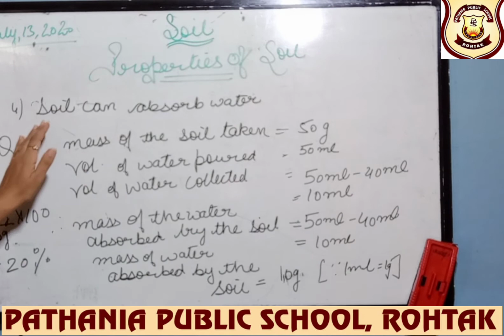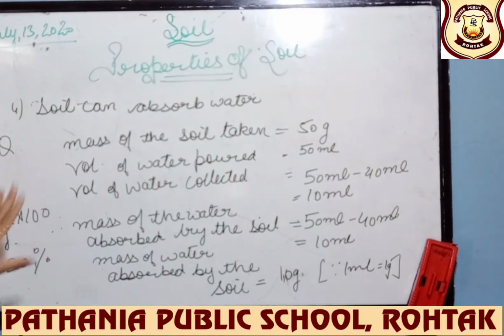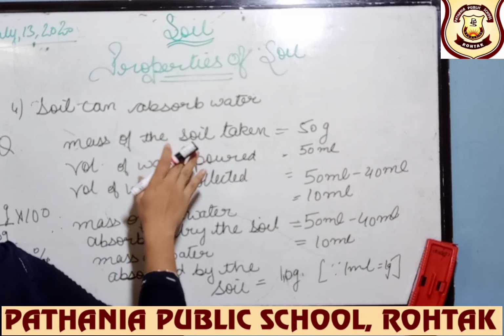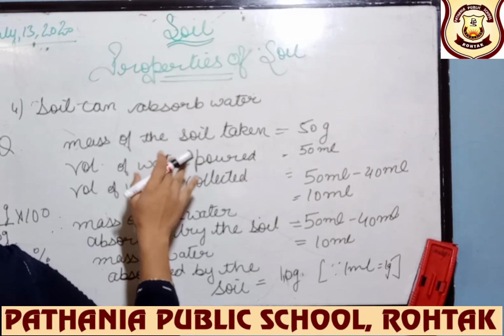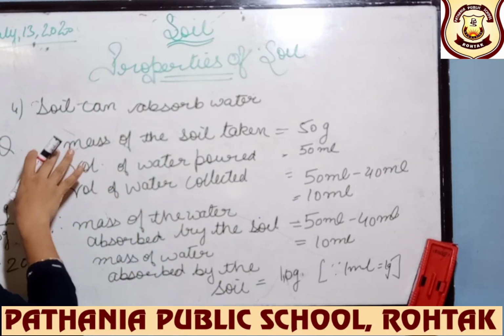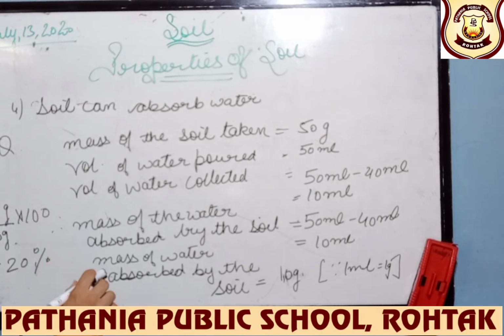Last point is soil can absorb water. In this I would like to take one numerical. The question there in the book is: 50 ml of water was added dropwise to 50 gram of dry soil kept in a filter paper in a funnel. The amount of water collected in the graduated cylinder below was found to be 40 ml. Now calculate the percentage of water absorbed by the soil.